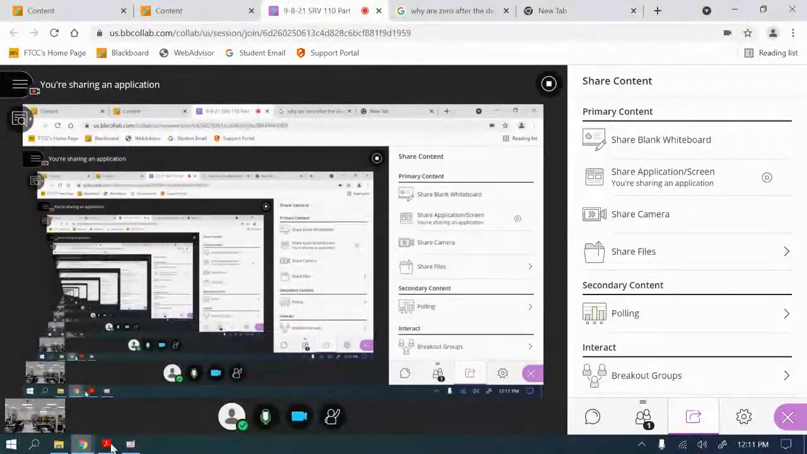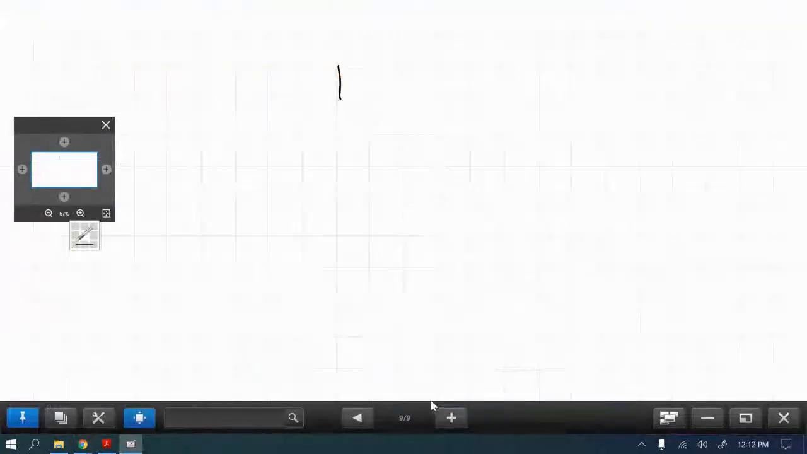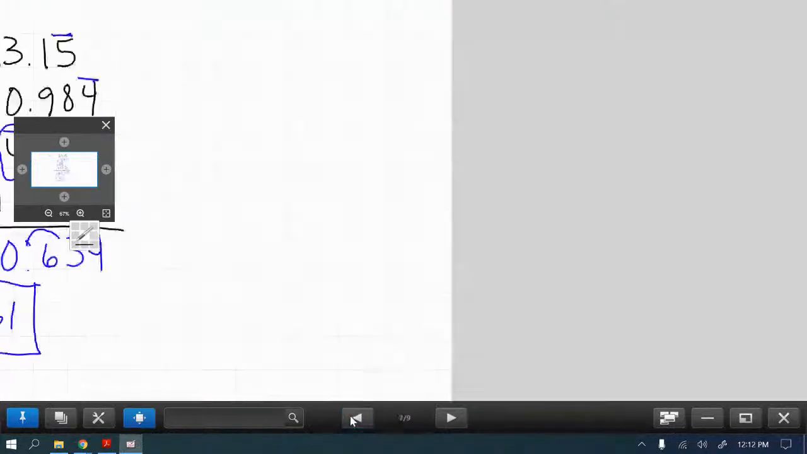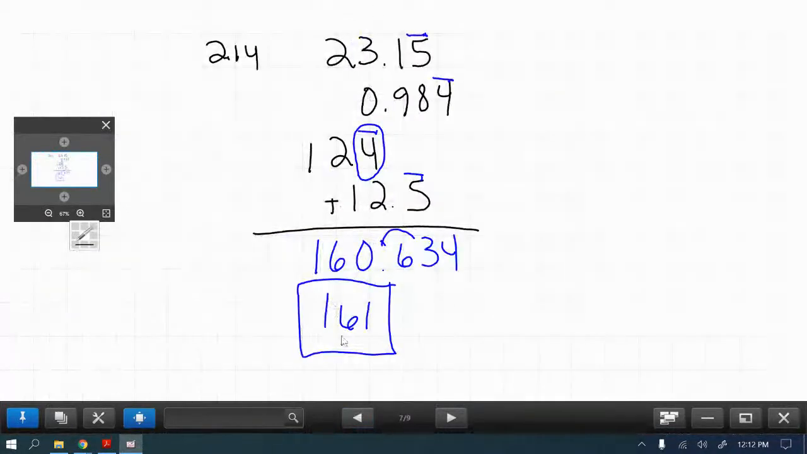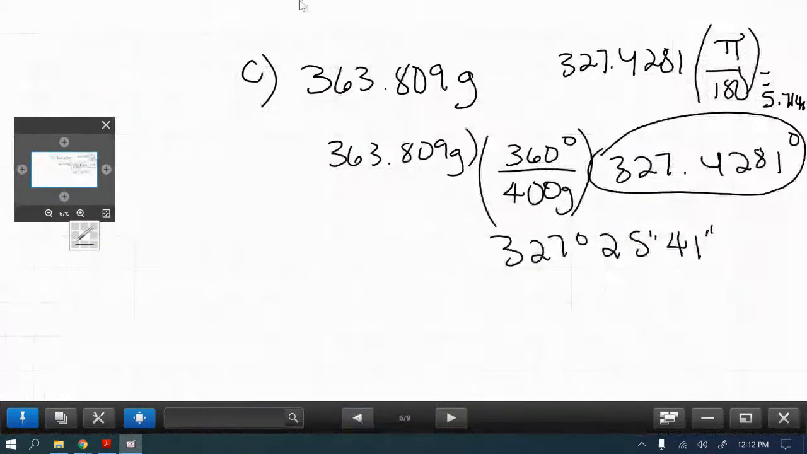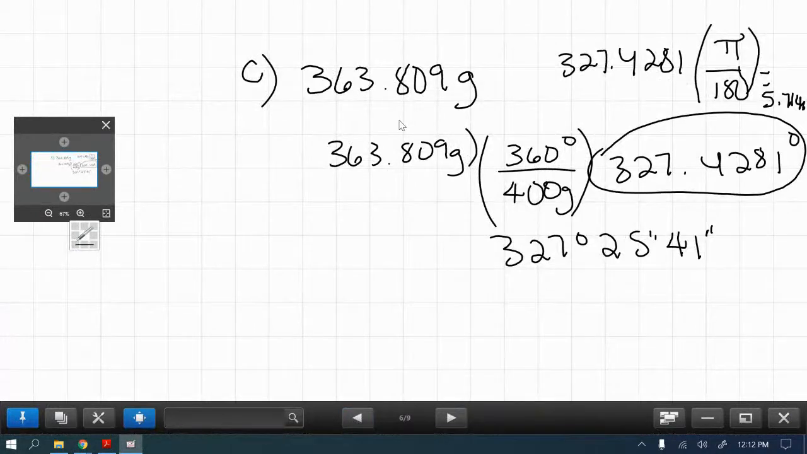All right, so I want to recap because once it went past 12 o'clock, it cut off. So I was working on C, which was part of 213C, which has 363.809 grads. And we were figuring the answer in radians.